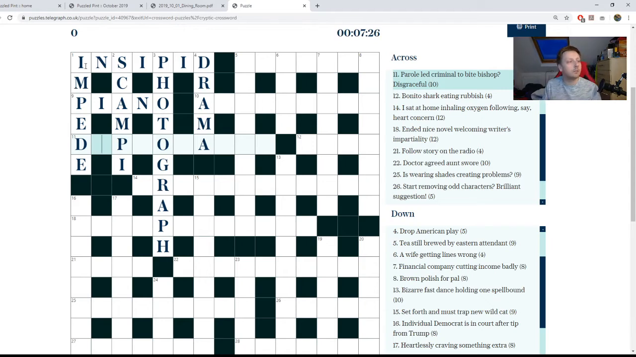Eccles. It was an American film. A couple of American films. It wasn't a play. 11. Parole-led criminal to bite bishop. Disgraceful. Yep, okay, I've got this.